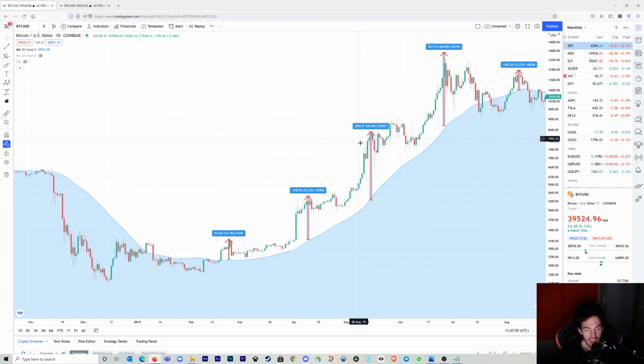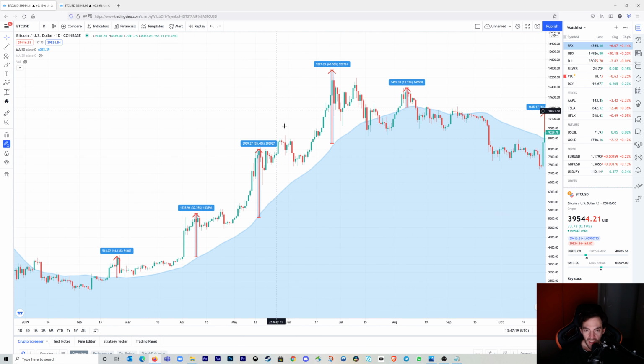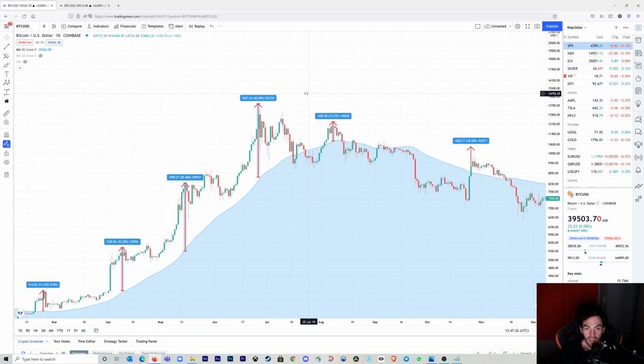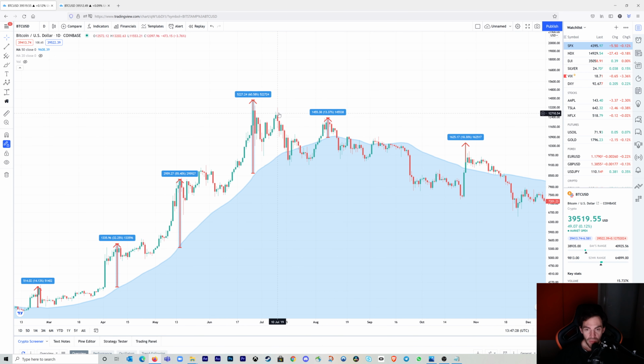So you can see here a bit of a pattern: when we go a certain percentage up, we go sideways, the moving average catches up, but we don't touch it, and then we get excited and shoot off to a higher percentage. And we went sideways again, never touched it, and then shot up again. So then we got up to 60%. So this is the peak in 2019.